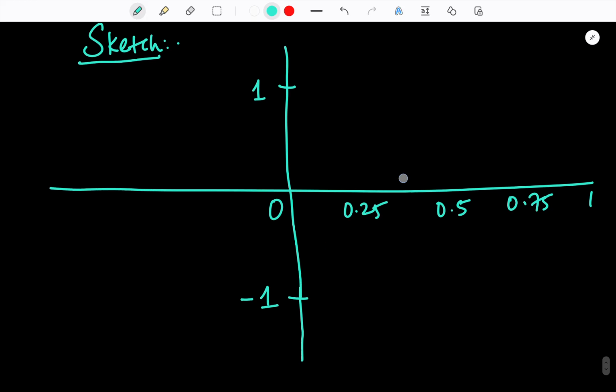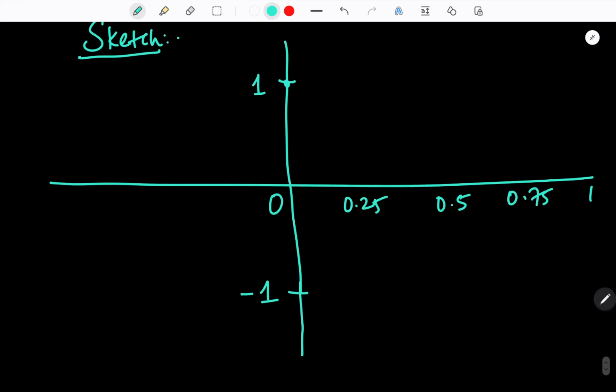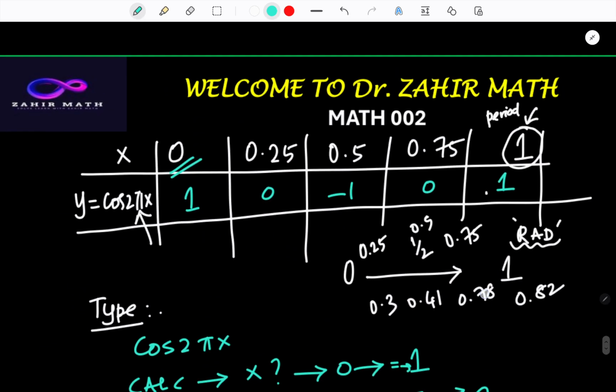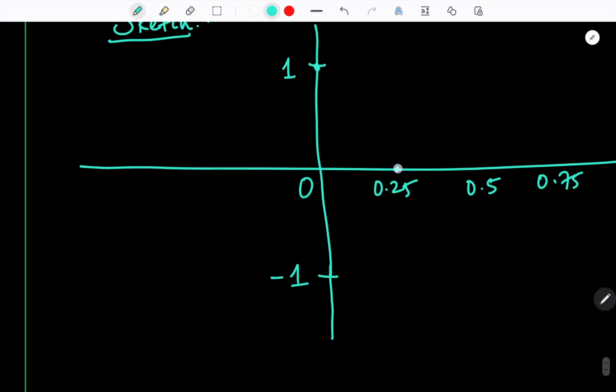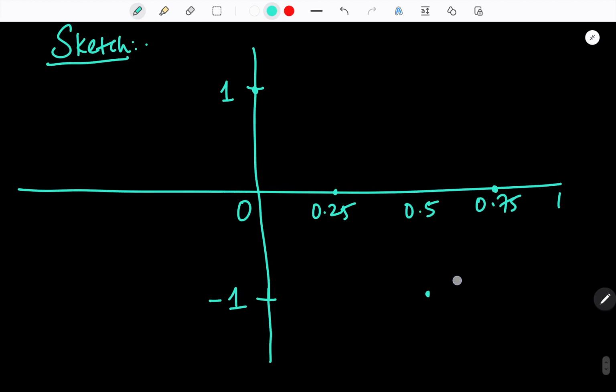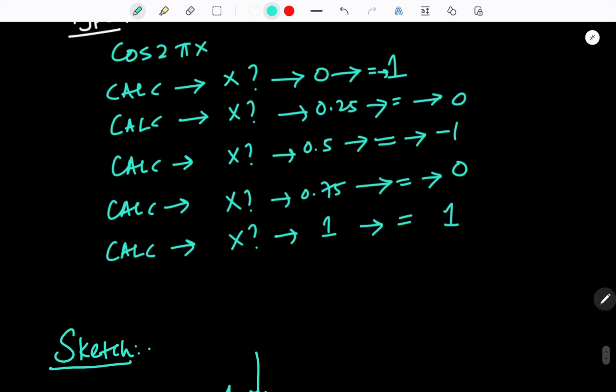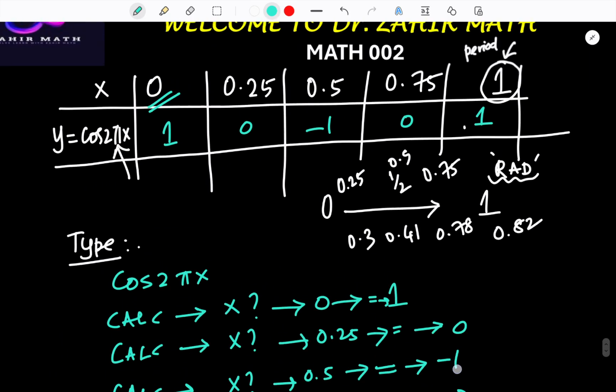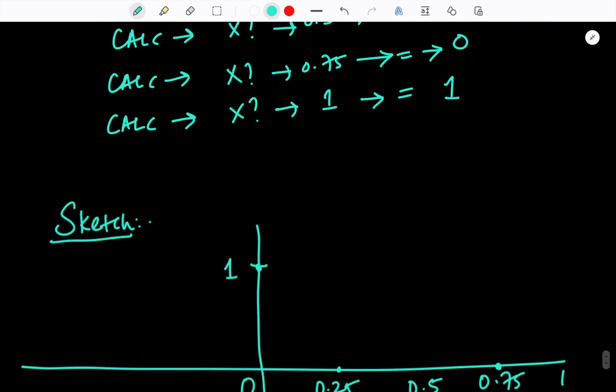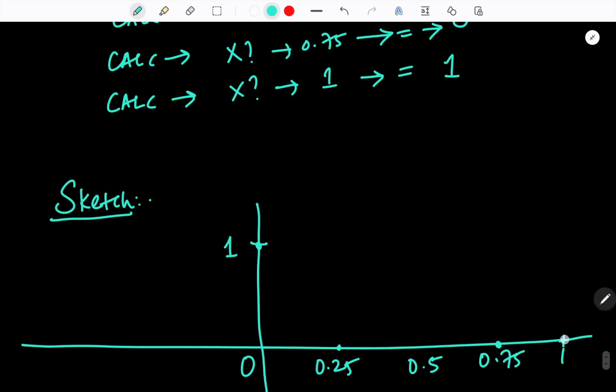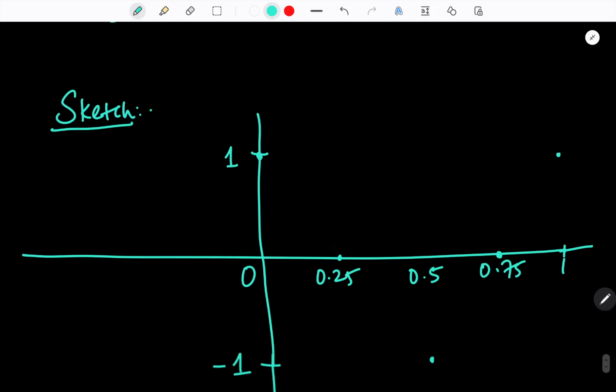So the first point is what? 0 comma 1, 0 here and 1 here, right? And the second point is what? After 0, 1, at 0.25 it is 0, so this point is 0.25, 0. Next at 0.5, you are getting -1, and at 0.75 you are getting 0, right? And then at 1 you are getting 1. Okay, this point, right?